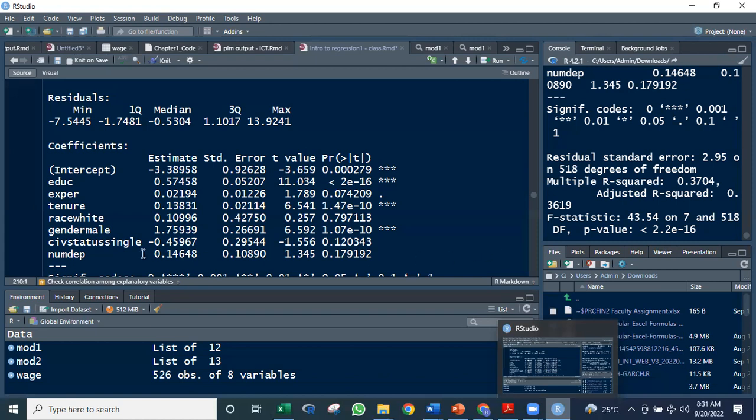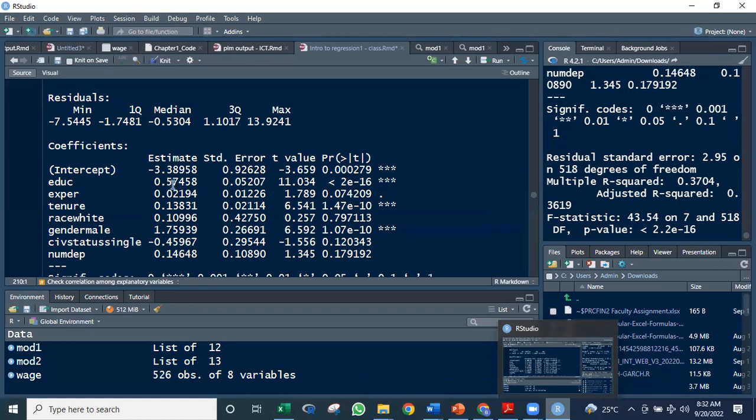So you notice, class, that number of dependents, which has the lowest correlation with hourly wage, if you recall, turns out to be not significant, as compared to the other predictor variables. Okay, so let's quickly take a look at the meaning of this.